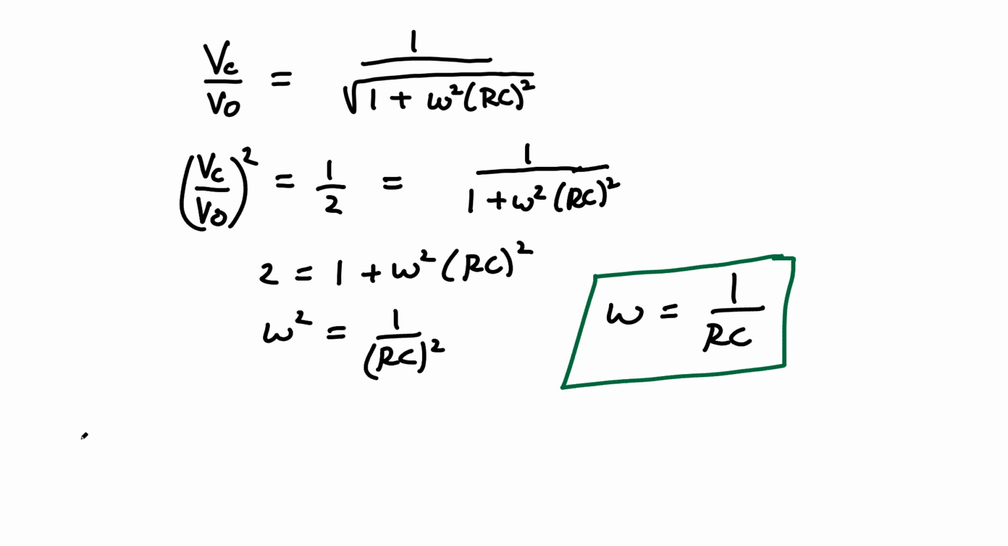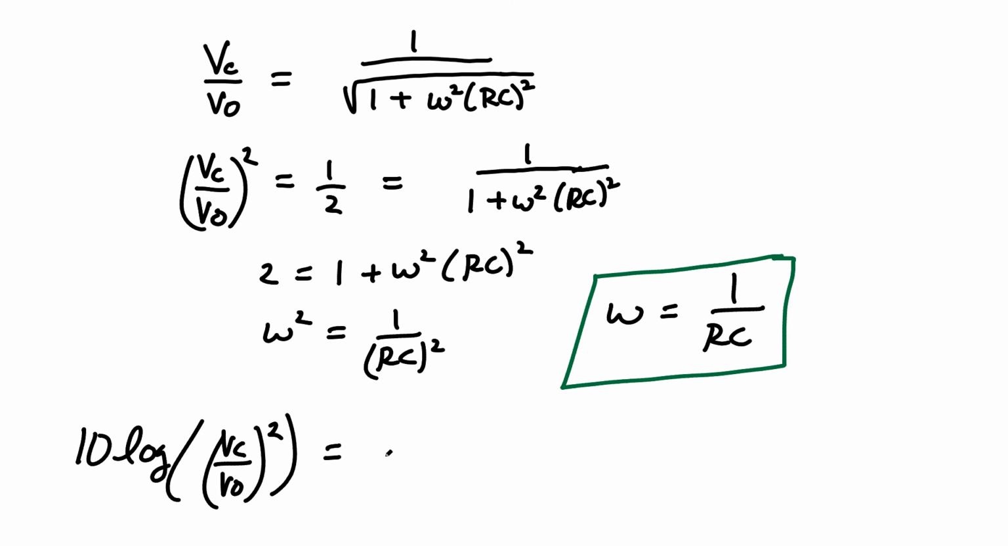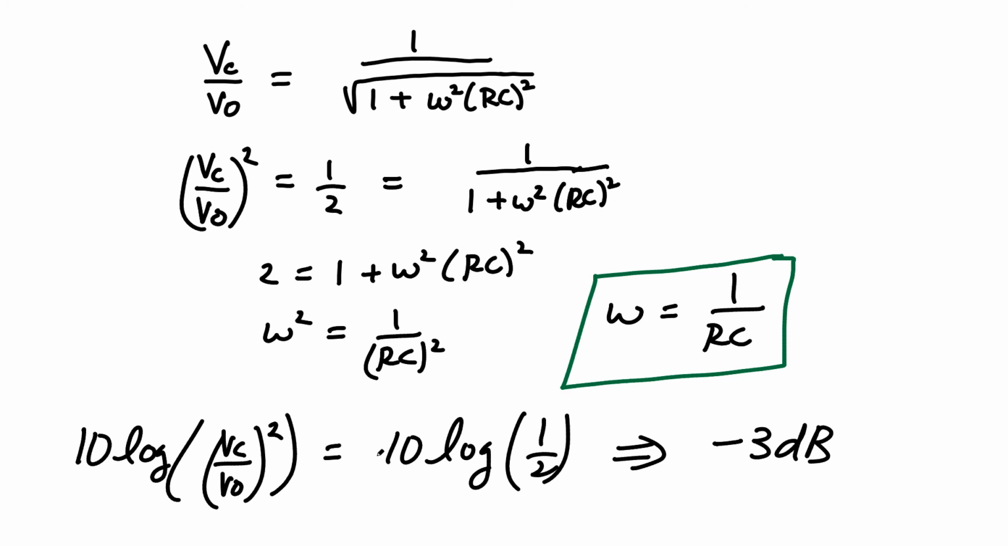If you take 10 log of this term, so 10 log of VC over V naught squared, when that term equals 1/2, you do the same thing, 10 log of a half. The log of a half is minus 0.3. So this is what you call a 3 dB drop. You get 10 multiplied by negative 0.3, and you get that 3 dB drop. You get half the power stored in that capacitor.